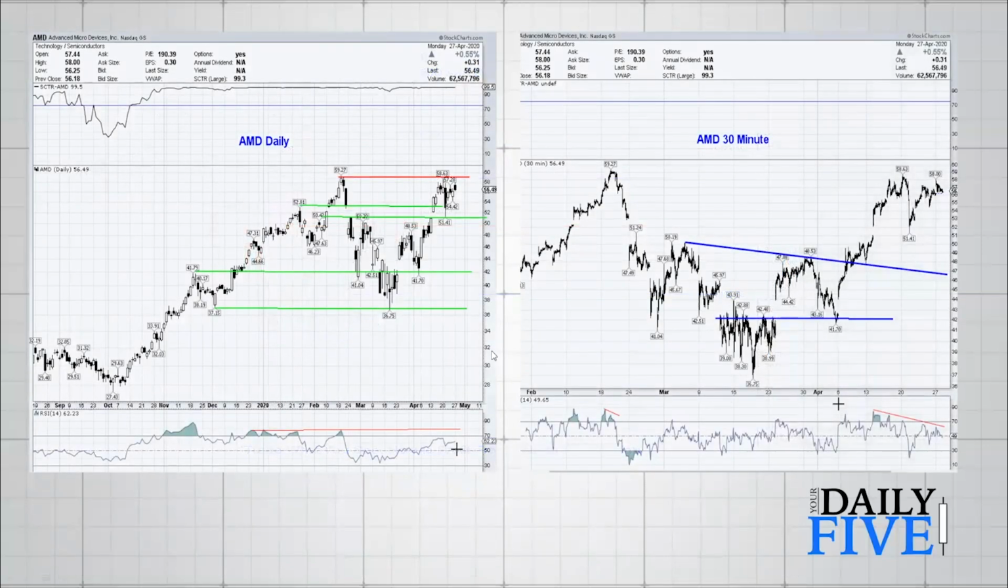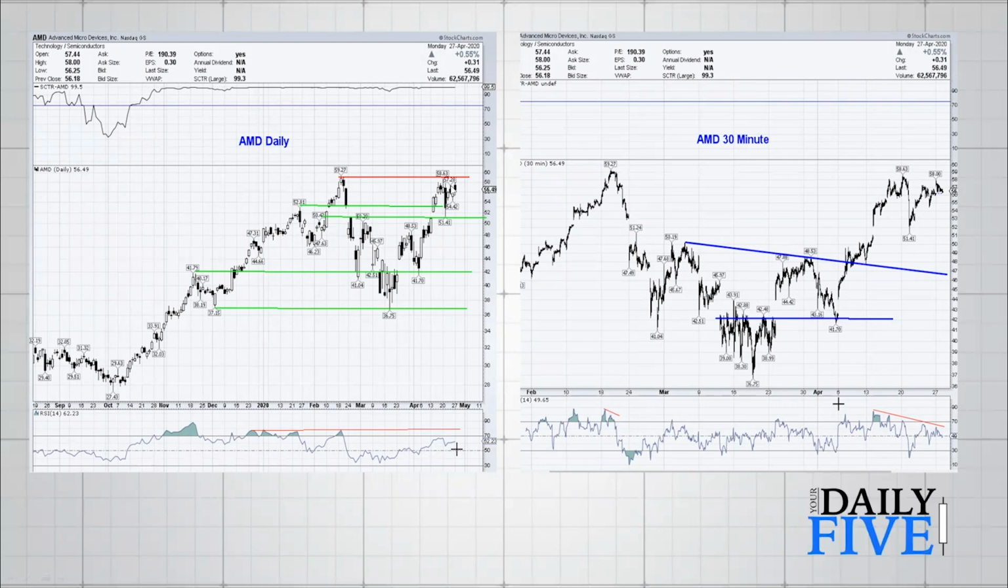So the last two charts that we're looking at this morning, this is Advanced Micro Devices, and we have a combination of a daily and a 30-minute. I have this on because we just looked at the Nasdaq, which was showing strength, but there's a number of stocks in the Nasdaq that are even stronger than the index, and this is one of them. On the left side, again, I've got the green support lines marked in, and the resistance right now is just at the highs.